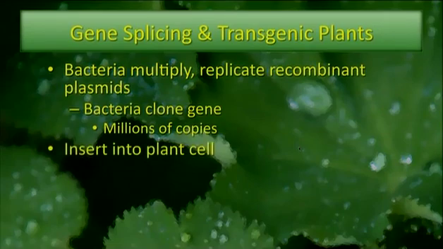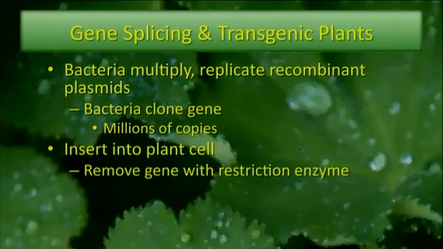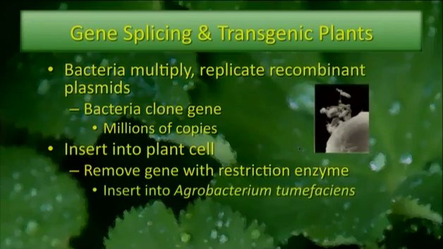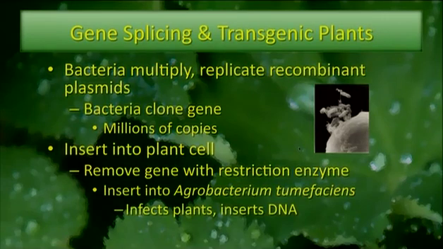First of all, you need to remove the gene from where it was cloned with a restriction enzyme, and then insert it into a bacterium called Agrobacterium tumefaciens. That's a bacterium that actually causes galls in plants. It will infect the plant and insert the DNA from the plasmids into the plant's chromosomes. It causes the plant to produce galls that house and feed the bacteria.